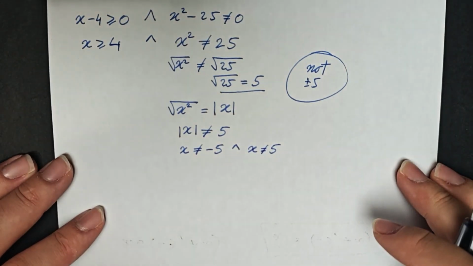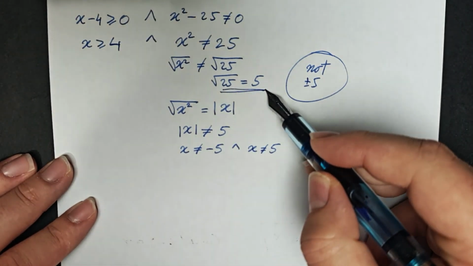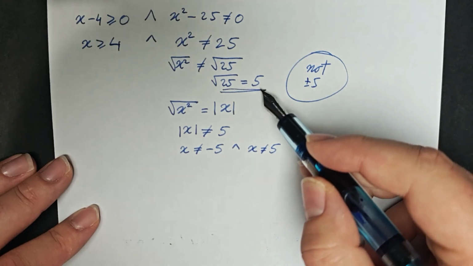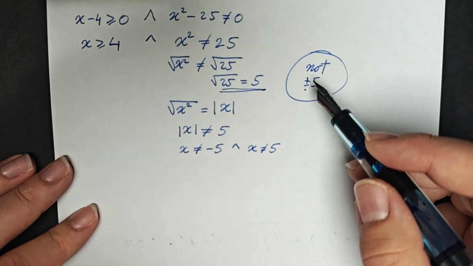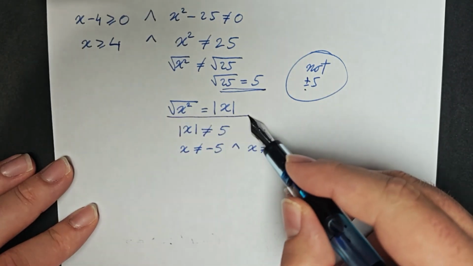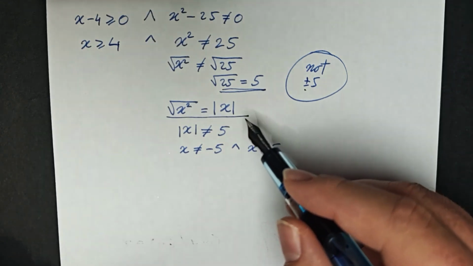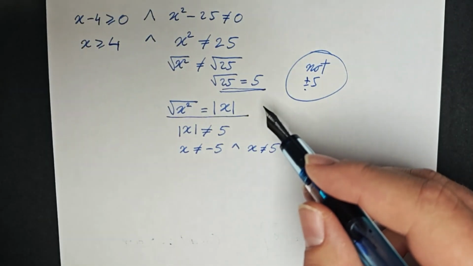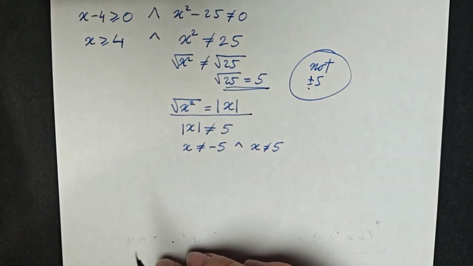I have already made a video in which I have explained why the square root of 25 is equal to 5 and not plus or minus 5. And I have also explained that the square root of x squared is equal to the absolute value of x. I have linked that video in the description here, and I strongly recommend that you watch it.